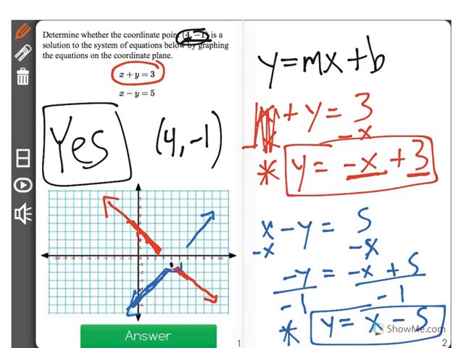And if we were to put them in, for example, x is 4 plus y of -1, well, that does equal 3. And 4 minus -1 does equal 5. So yes, that is the correct coordinate point.